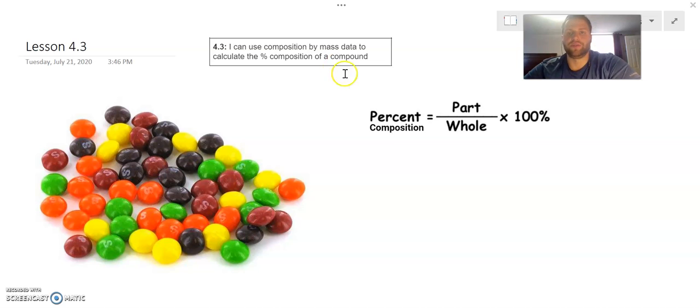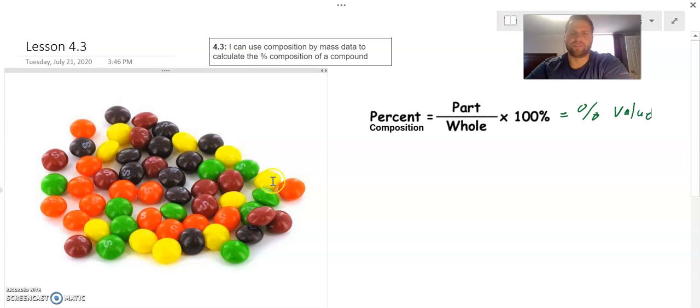And the first thing I want to introduce is what is percent composition? Well, that's a fancy word for a specific type of fraction. If we take the part and we divide it by the whole and multiply it then by 100, what we get is a percentage value, and it'll tell you what percentage a certain element, or in this case, we'll see a certain color of candy, is in a group of candies.